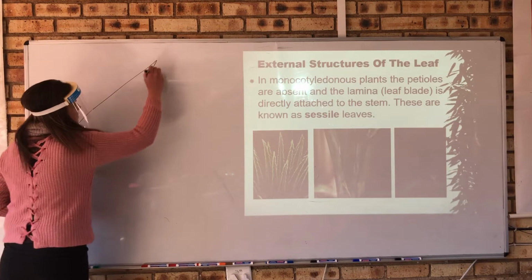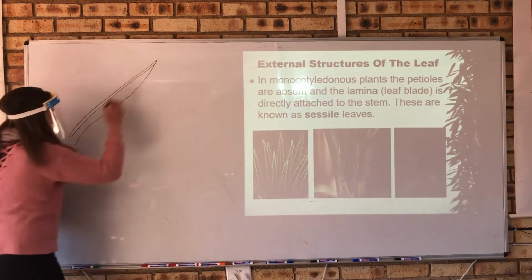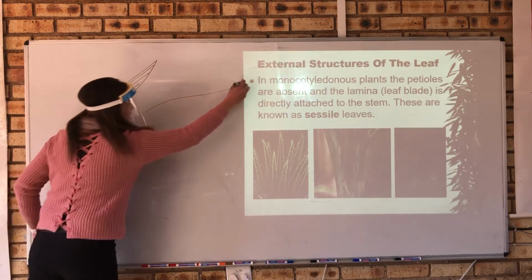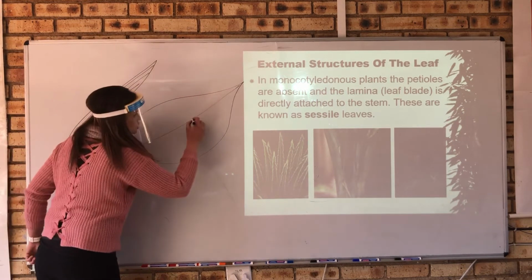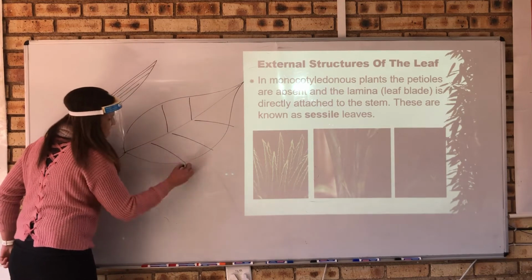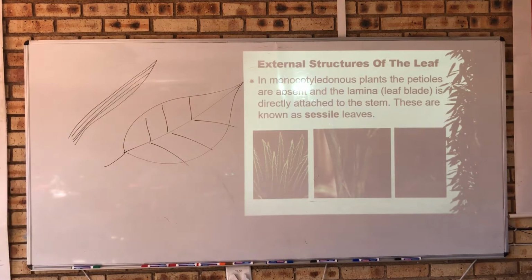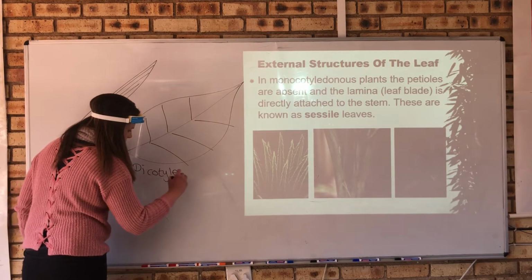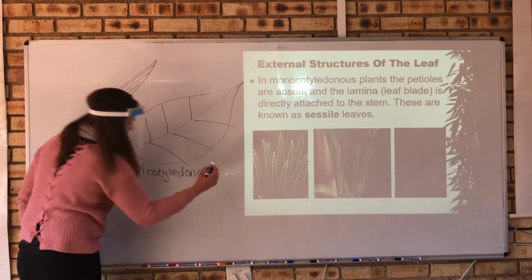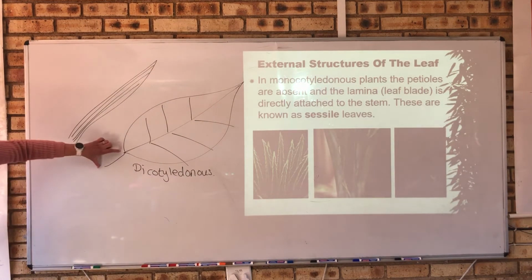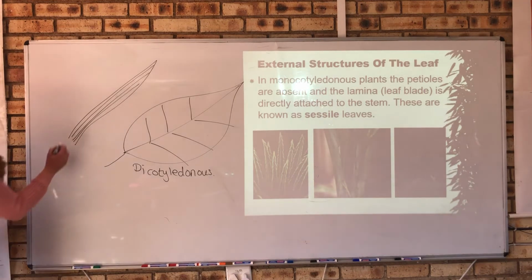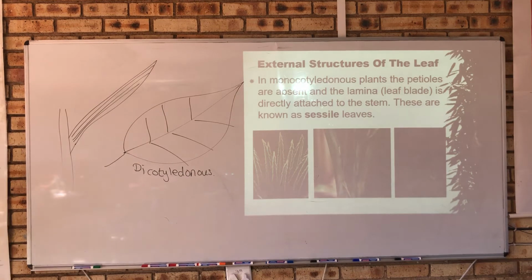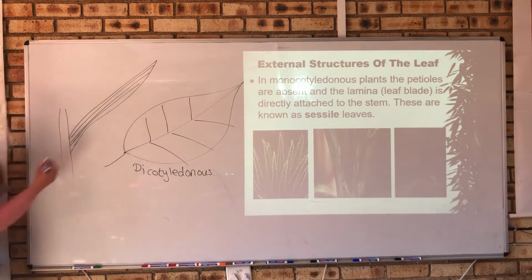So we have a leaf, right? And the veins run parallel. That's the first difference that we learned yesterday. In dicotyledonous leaves, the veins are branched. They don't run parallel, they are branched out like that. Are we all happy? So in dicotyledonous plants, they also have a petiole, whereas in monocotyledonous plants, the leaf basically attaches directly to the stem. It doesn't have a petiole. Are we happy with that?